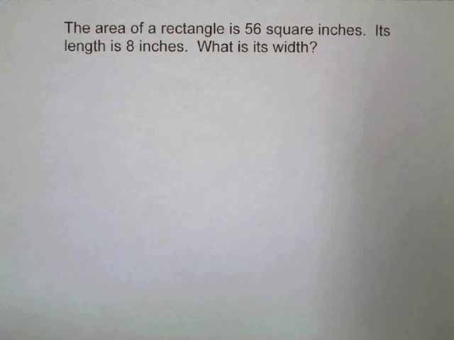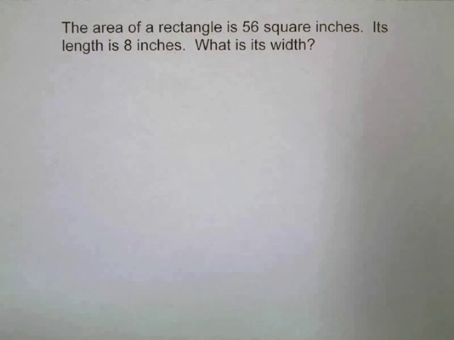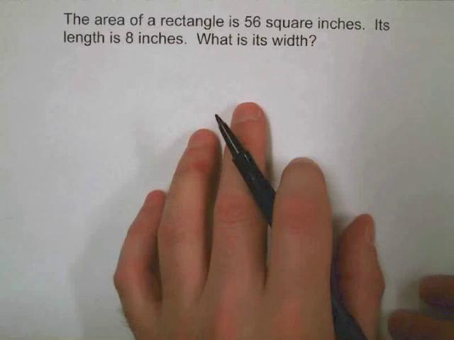Lesson 2-7, Example 2. Our objective is learning to solve whole number multiplication equations. And so here we have a problem. The area of a rectangle is 56 square inches, and its length is 8 inches. We need to find its width.